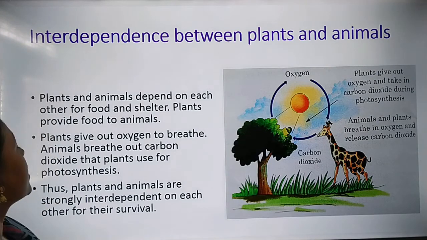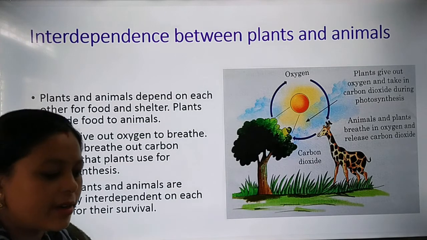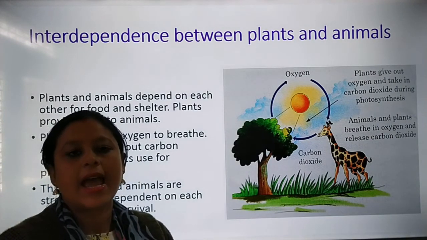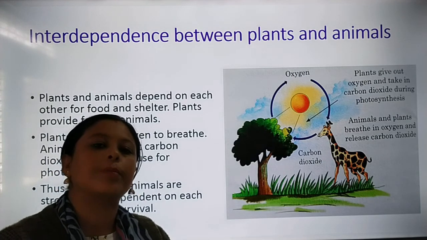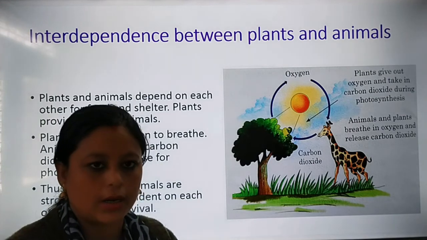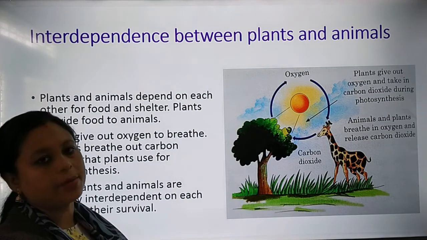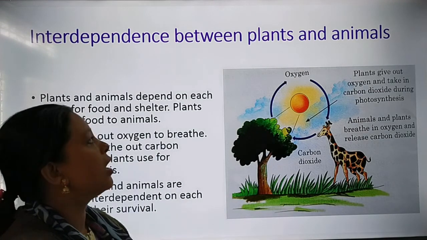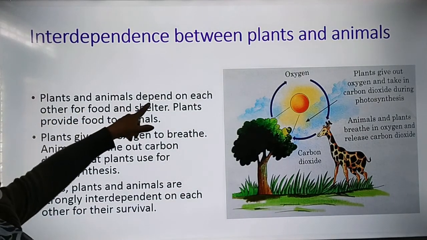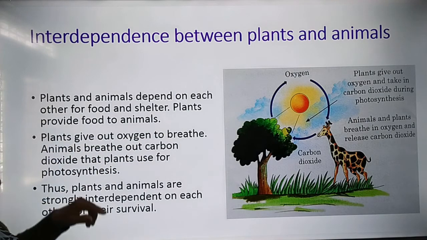Now last one is interdependence between plants and animals. So children, up to here we have learned that plants are also living things, and leaves are the main part of the plant which can make food for the whole plant. So, how do plants and animals depend on each other? Plants and animals depend on each other for food and shelter. Plants provide food to animals.